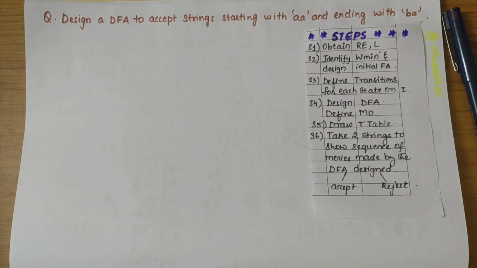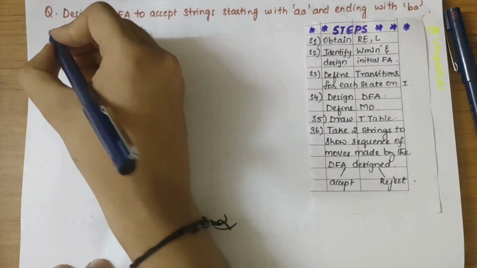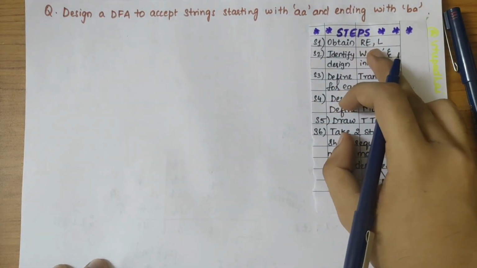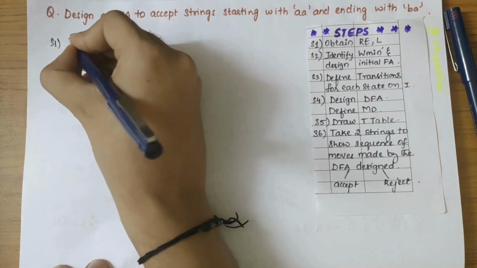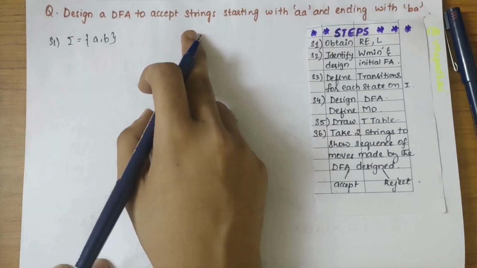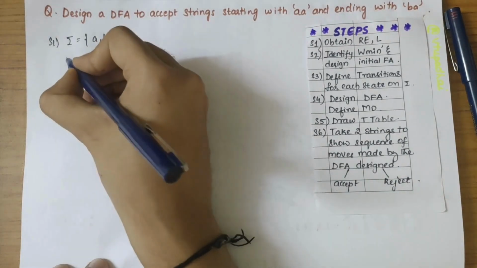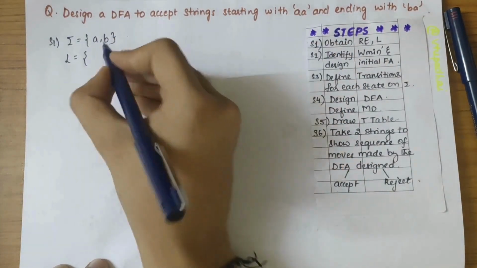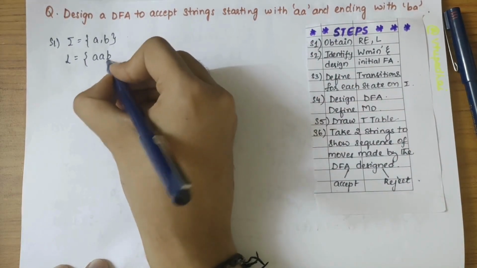In this question, we'll be designing a DFA to accept strings starting with AA and ending with BA. So our first step is to obtain the regular expression and language set. First, let's write sigma is equal to {A, B}. That is the characters which have to be used in the DFA. So we can write the language as: it has to start with AA and end with BA.